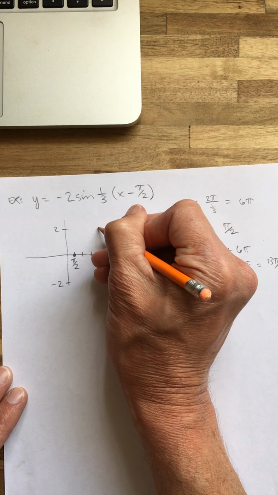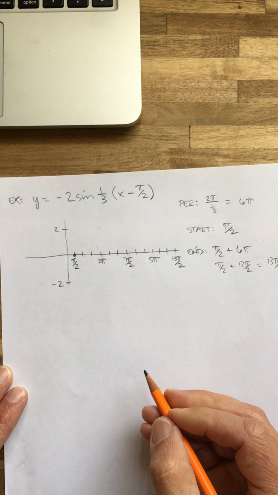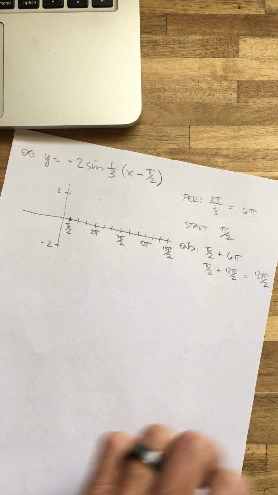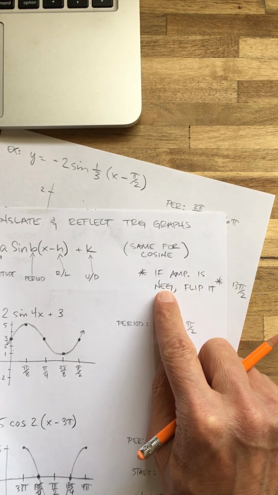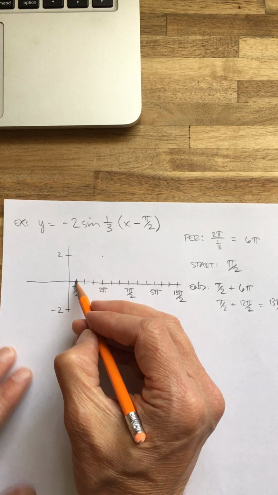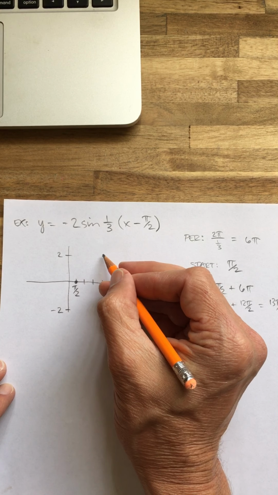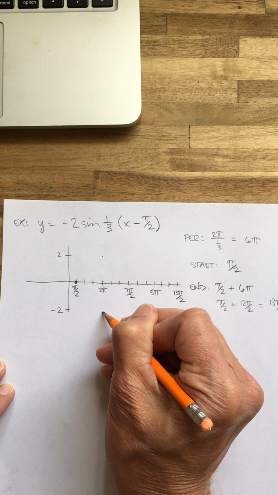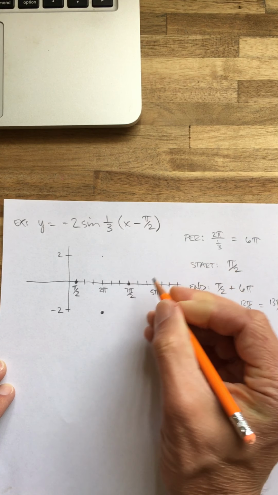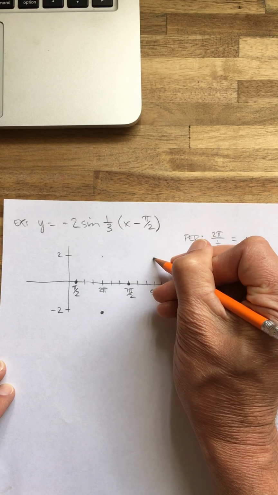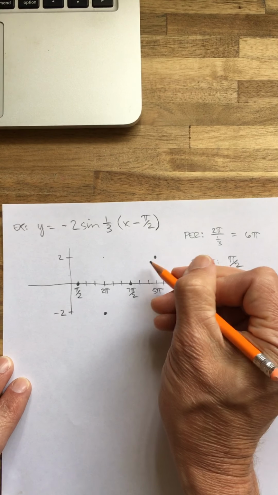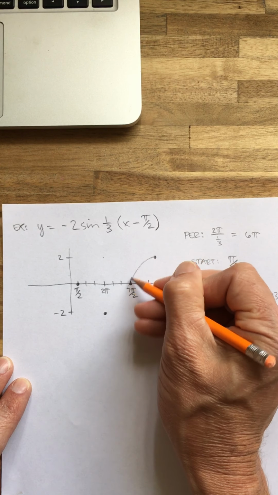So this goes all the way up to 2, but does it? Remember, it's negative, and what did we say? Remember, if the amplitude is negative, we have to flip it. So we're going to start here, but since it's negative, instead of going up here, we're going to go down to here. Then it comes back up to here. Then I go to my next spot, that goes up to here, and then down to here, and 13 pi over 2.